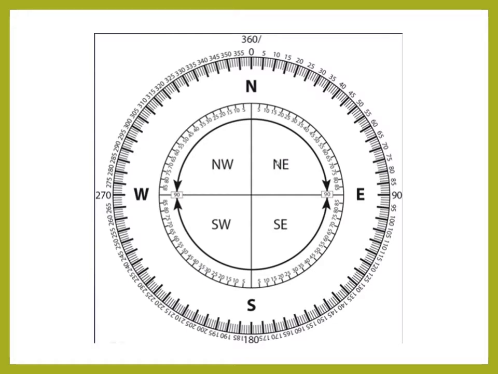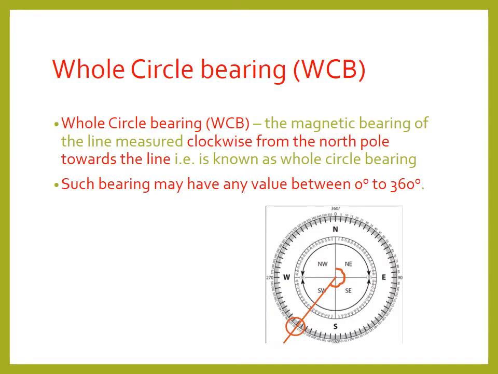So the outer ring is showing the whole circle bearing, 0 to 360 degree. Whole circle bearing is the magnetic bearing of the line when it is measured from the north pole towards that line. So the value of whole circle bearing will vary between 0 degree to 360 degree.